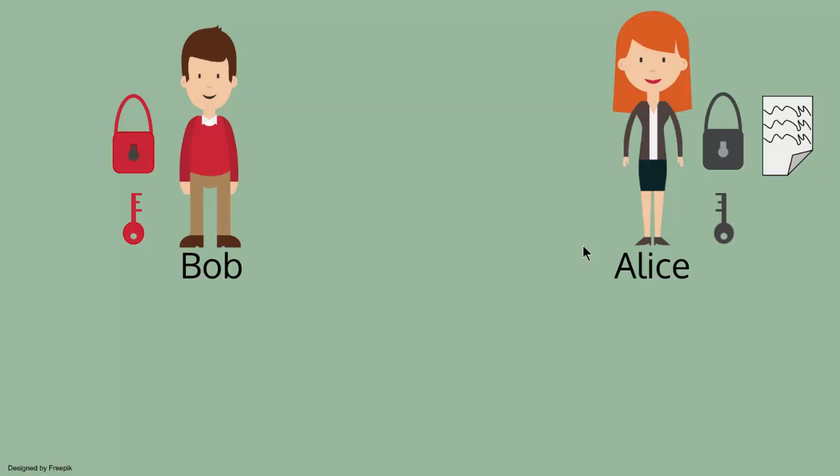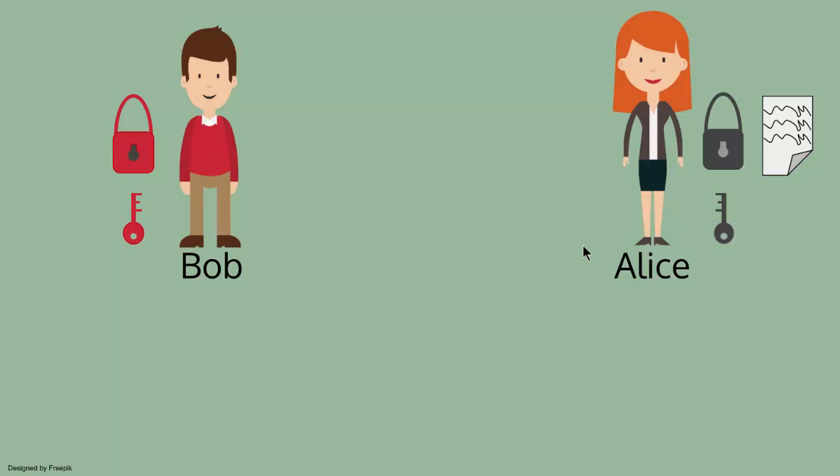So if someone in the middle intercepts the message, which is encrypted using Alice's public key, they will not be able to decrypt it since they don't have the private key. Only Alice has the private key. So that's why public key cryptography is way more secure and safer than symmetric encryption.